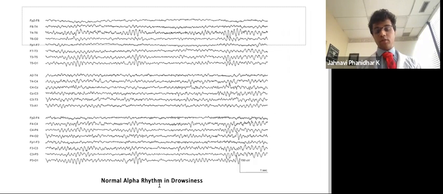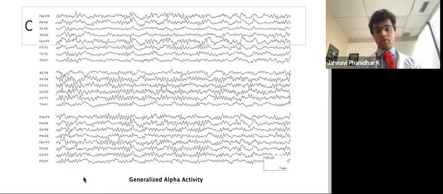And when the patient is drowsy, the alpha rhythm, which is occipital predominant, extends to the temporal and possibly the frontal areas. This is called generalized alpha activity, which is seen in comatose patients. You can see alpha waves through all the electrodes or the channels that we are observing, and not just the occipital waves.